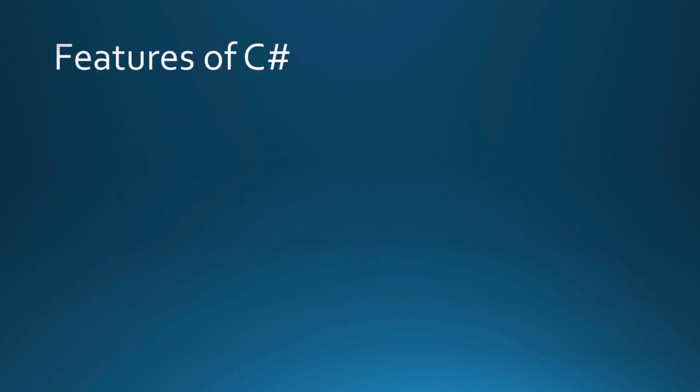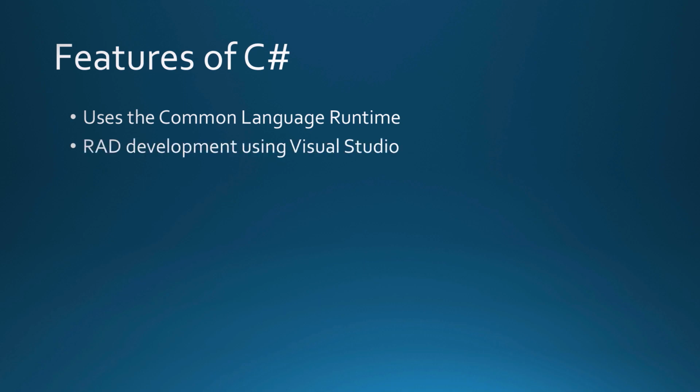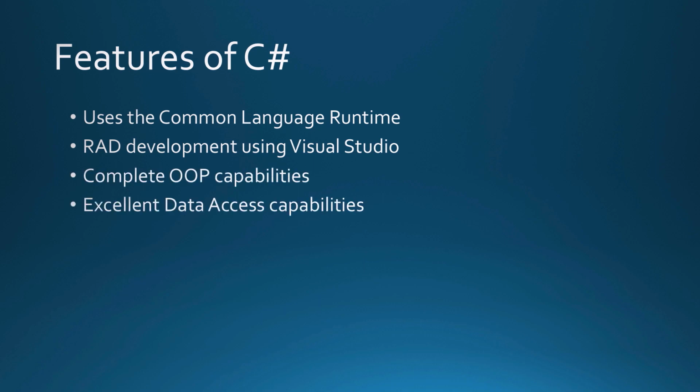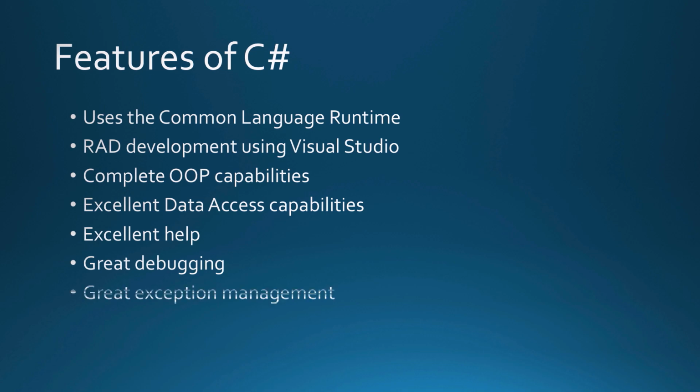Now, what are some of the features of C#? Well, it uses the Common Language Runtime, as you'd expect. With Visual Studio, you get very rapid development. It has complete object-oriented programming capabilities. It has excellent data access capabilities, excellent help, great debugging, great exception management. So these are just some of the features. Obviously we're going to explore a lot of them throughout this course.